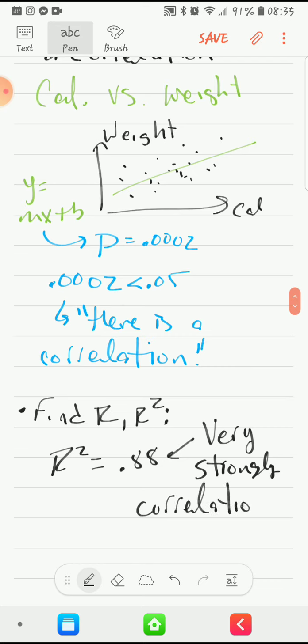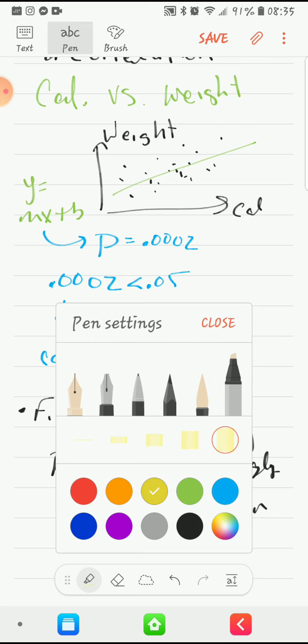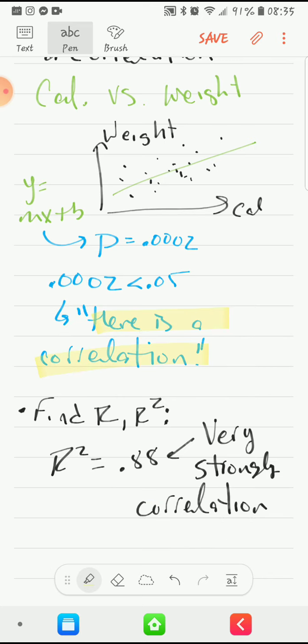A lot of people get that mixed up: the strength of the correlation versus the fact that there is a correlation. The p-test is going to say, are they related? Is there a correlation? The R value is going to tell you how strong the correlation is. You can have a small p-value and then have it not actually be very strongly related. When you're talking about how strong the correlation is, that's just to say how much it is affecting it.